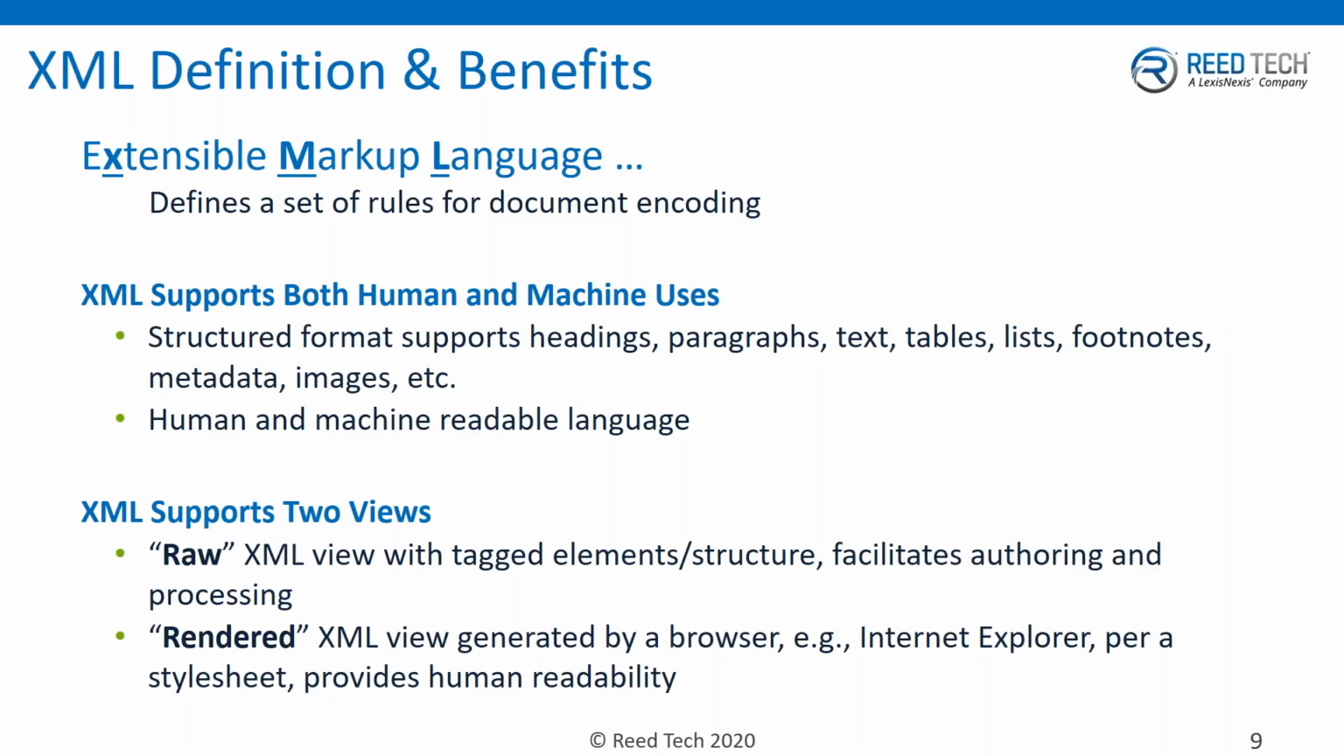XML is an acronym for Extensible Markup Language, and that is simply a set of rules about how you encode a document, and it's able to support a lot of different types of features of a document. So things that you would normally see in a Word document, headings, paragraphs, and text, and data values, and images, all can be handled by XML. And one of the main advantages of XML is that it's able to support both human readable uses and also machine readable uses.